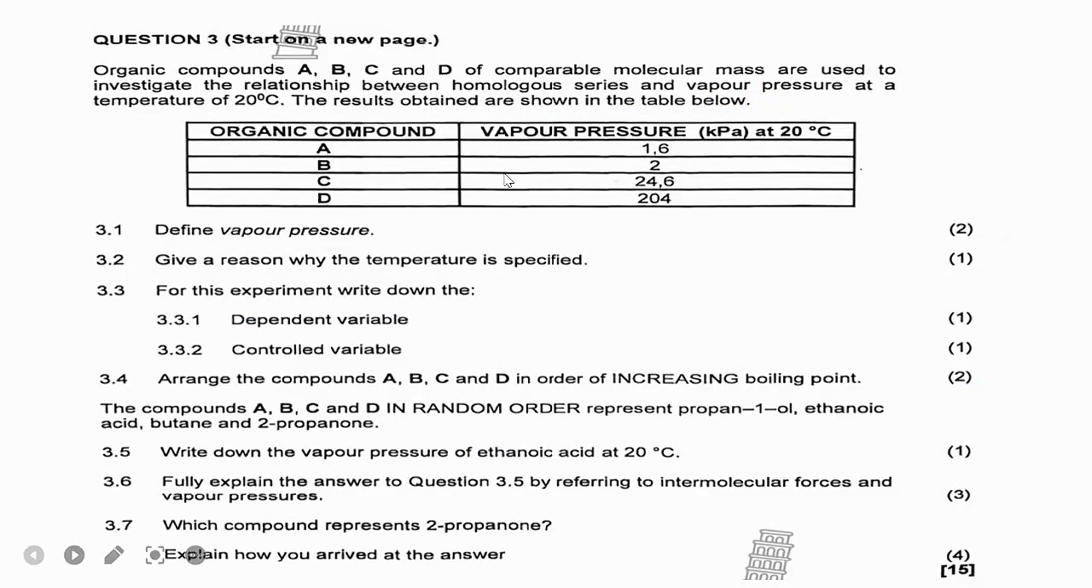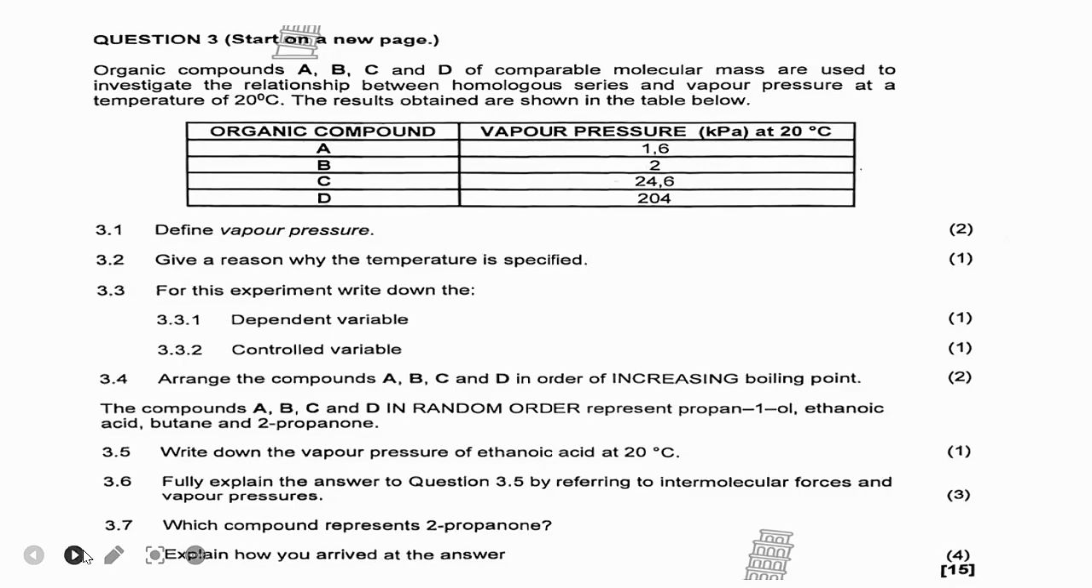Okay, so we have question 3. It says organic compounds A, B, C, and D of comparable molecular mass are used to investigate the relationship between homologous series and vapor pressure. So to investigate what? The relationship between homologous series and vapor pressure at temperature 20 degrees Celsius. The results obtained are shown in the table below. Then 3.1 says define vapor pressure.